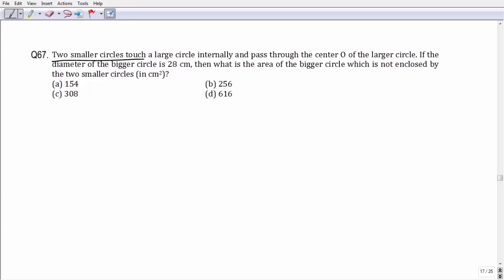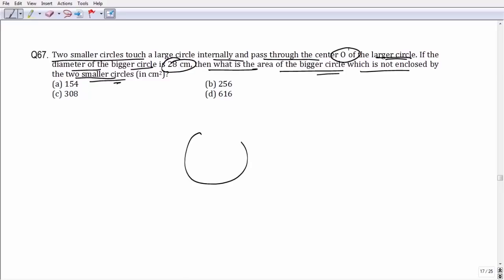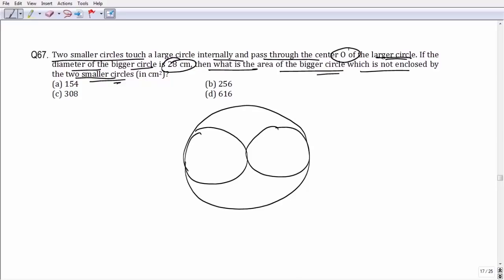It says that two smaller circles touch a larger circle internally and pass through the center O of the larger circle. If the diameter of the bigger circle is 28 centimeters, then what is the area of the bigger circle which is not enclosed within the two smaller circles? Now, the diagram wants to convey the message that there are two circles within a bigger circle, and this being the center of the bigger circle, they have a common diameter.